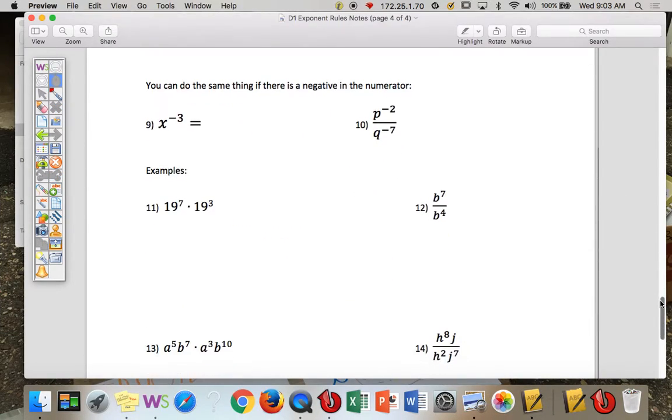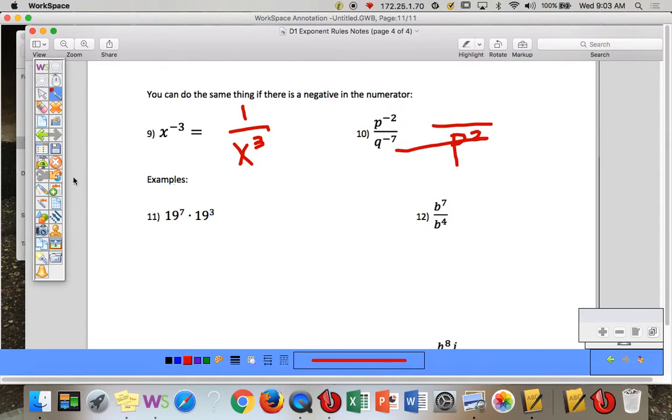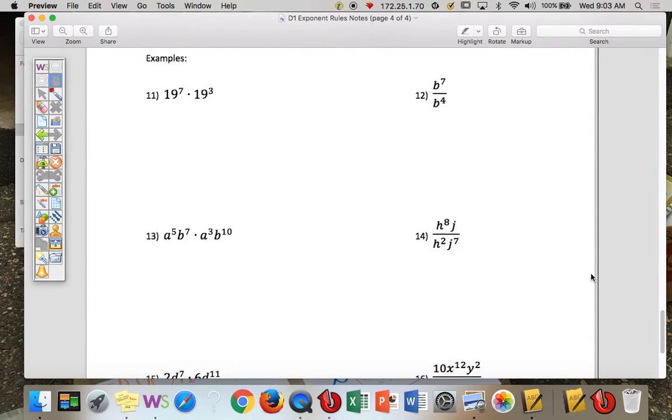You can do the same thing if there's a negative exponent. So if you have x to the negative 3, that's the same as 1 over x to the third. P to the negative 2, flip that to the bottom. Q to the negative 7, flip that to the top. So if it's negative, flip it. It's the flippy rule.